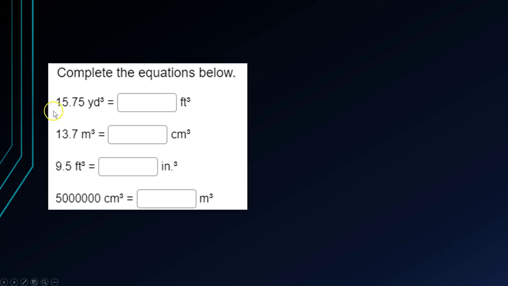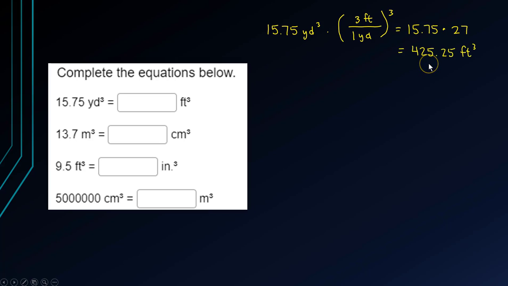So I'm going to start with 15.75 cubic yards. I want to convert it to cubic feet eventually. So I'm going to put feet on top, yards on the bottom. There are 3 feet in 1 yard, and I'm going to cube that. And so I'm going to have cubic feet and cubic yards, which would cancel with that cubic yards, and that would give me cubic feet. So essentially I'm taking 15.75 times 3 cubed, which is 27. I end up with 425.25 cubic feet.